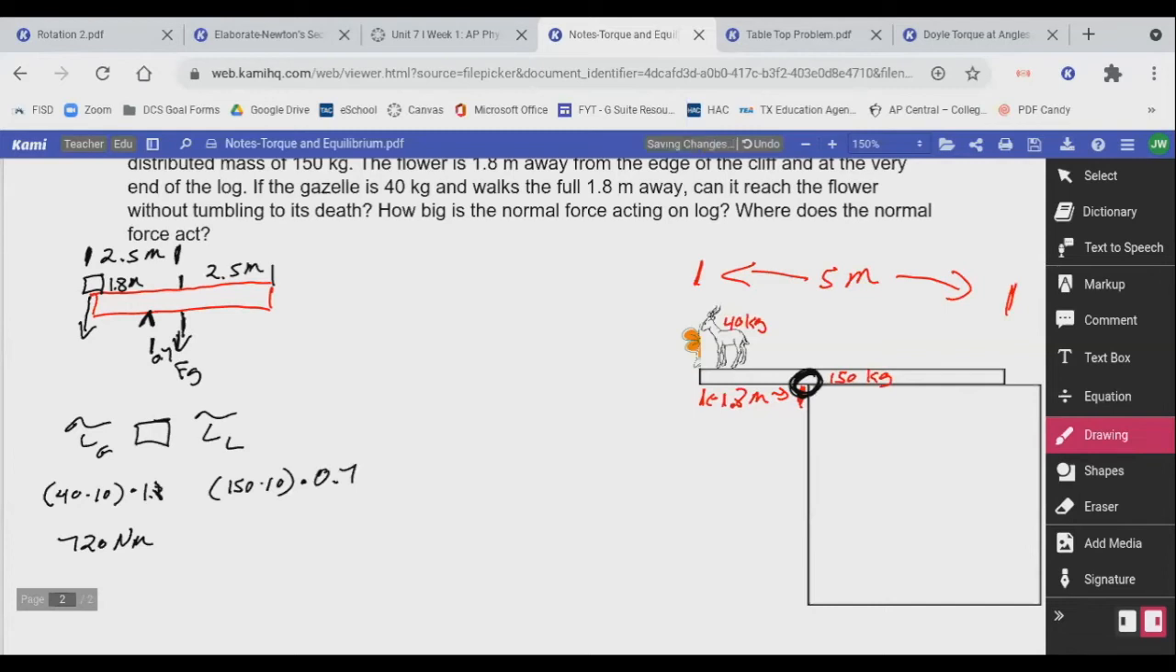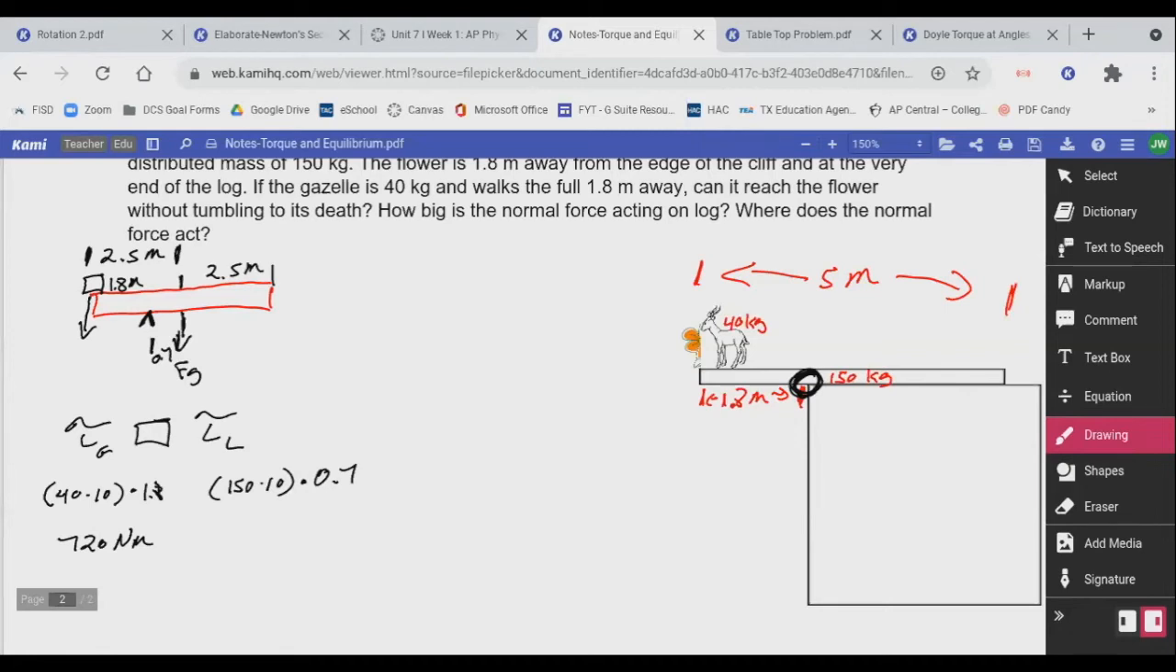Take that for just a second and look at it, make sure we understand. The pivot point is where the log starts to overhang. And from that pivot point to the edge of the log is 1.8 meters. The force of gravity is at the midpoint, 2.5. So from pivot to midpoint is 0.7.